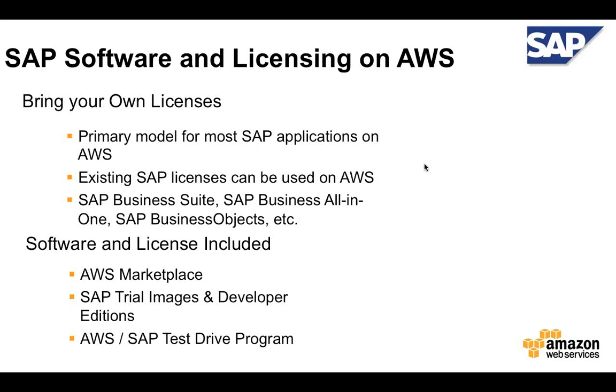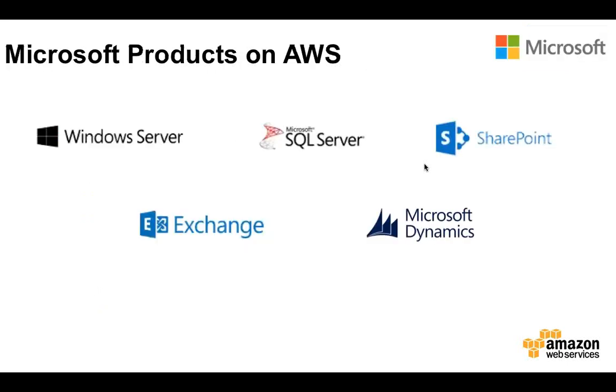SAP Business Objects, etc. Let's move on to the Microsoft stack, and here we see customers running typically Windows Server and multiple applications on top of Windows Server. Microsoft SQL Server database is a popular choice. There are applications such as SharePoint and Microsoft Exchange that we have a lot of enterprises running on AWS today. And then you also have business applications such as Dynamics for ERP and CRM that can also be run on AWS.